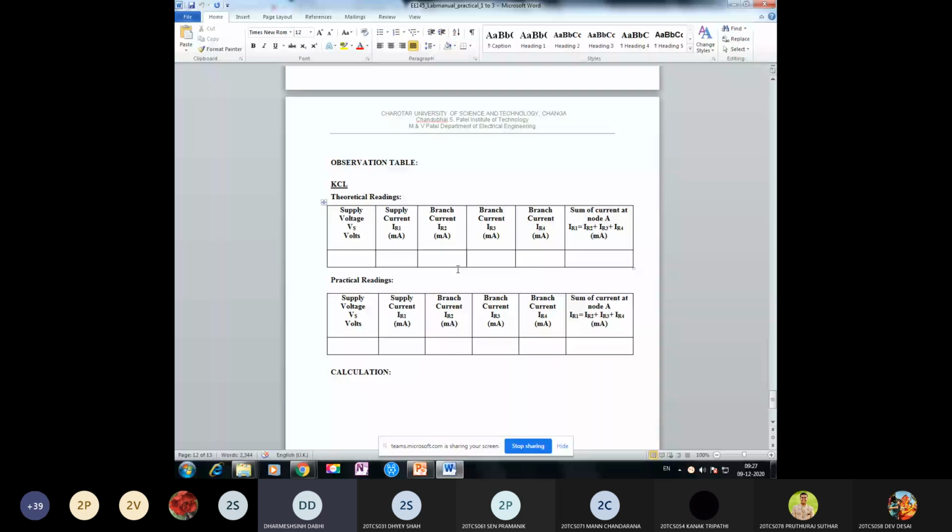Yes. Now, is there any doubt? Anyone? No, in the first experiment, do we have to write the conclusion only? First experiment, there is only conclusion. Clear? Okay. Okay, sir. Now, is there any doubt?